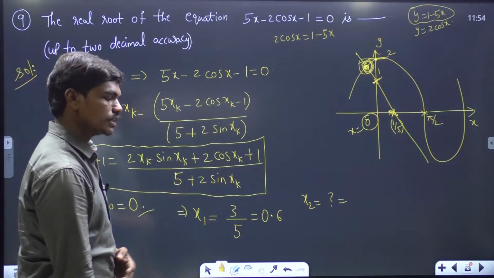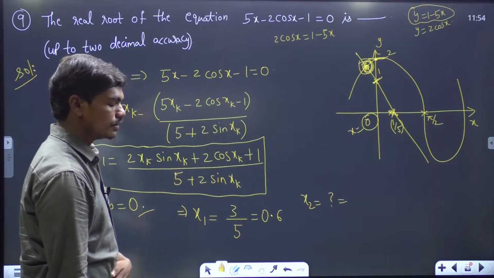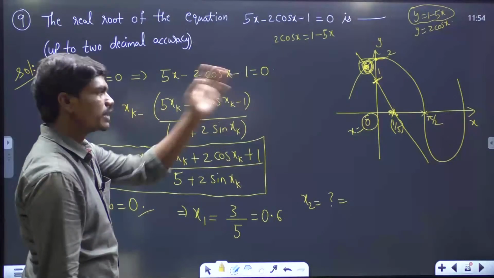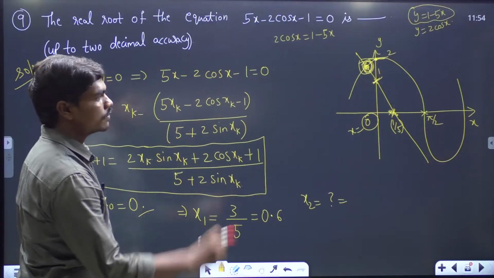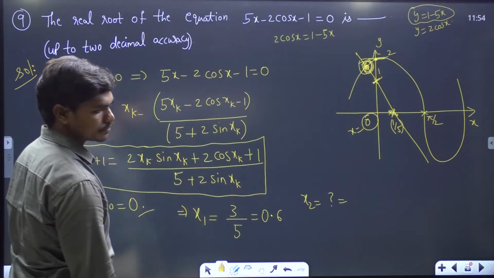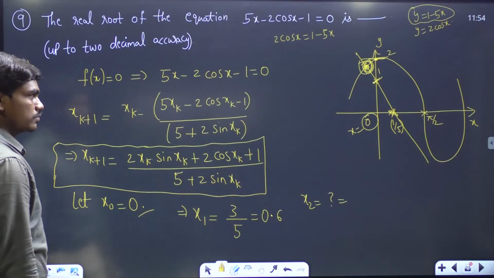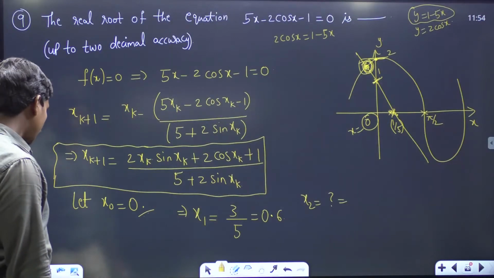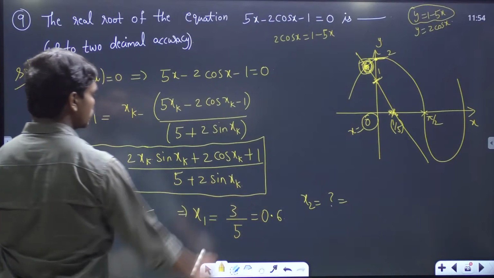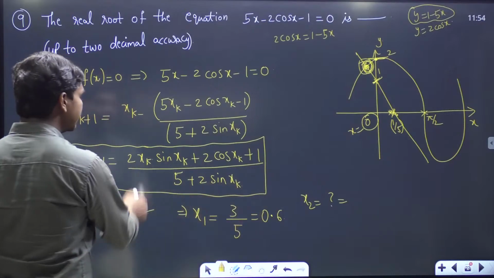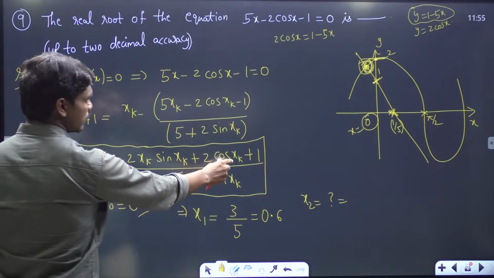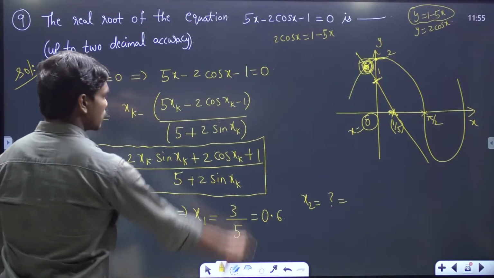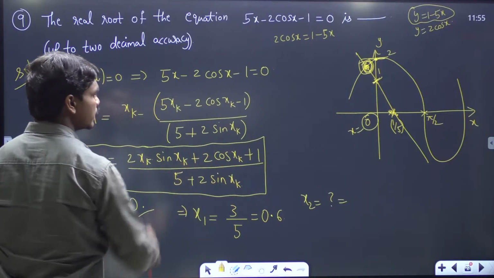Yes, you can consider x naught as 0 by default. Here also x0 is not mentioned in the question, but depending upon our knowledge of graphs, we have written something here. Okay. So let me calculate the value for x2. x1 is 0.6 when you have taken the initial guess as 0, because 0 plus 3 divided by 5 is 0.6. So let me calculate this whole value when xk is 0.6.